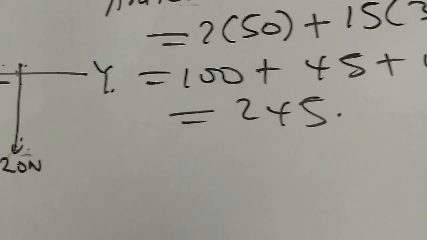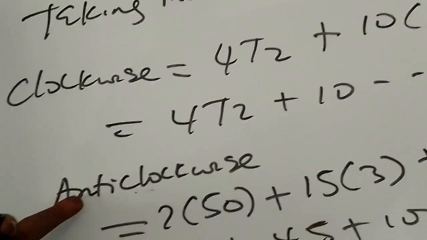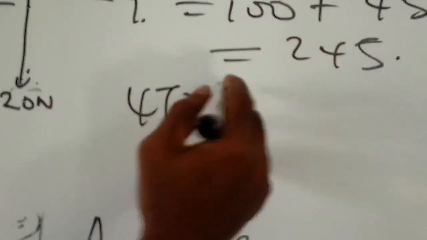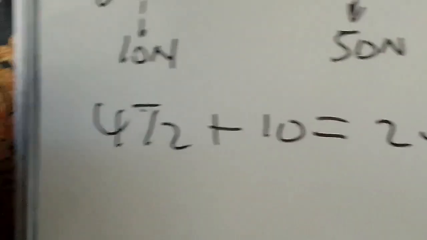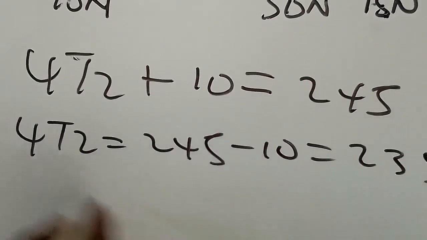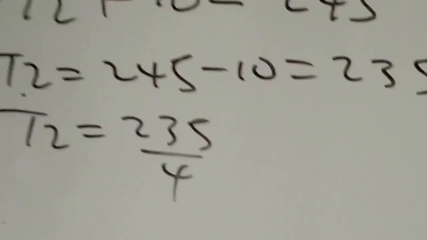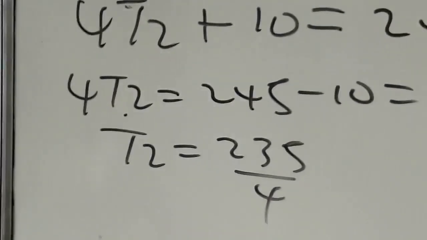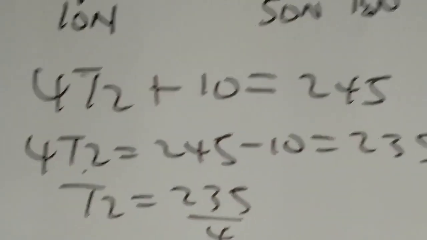So having done that, we can now equate moments, because the condition is that clockwise equals anti-clockwise. Now I have 4T2 plus 10 equal to 245. This expression represents our clockwise moment, while this represents our anti-clockwise moment. So now I have 4T2 equal to 245 minus 10, which gives us 235. Then to get T2 becomes 235 over 4. So let's solve that, 235 divided by 4. As we use our calculator, we can look at our work and see how neat it is.